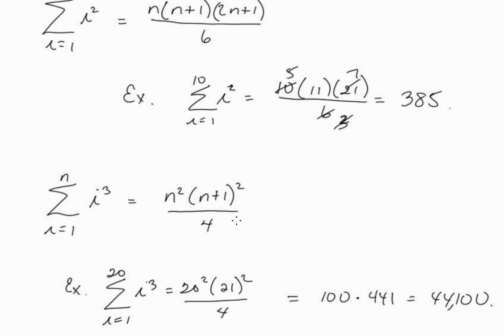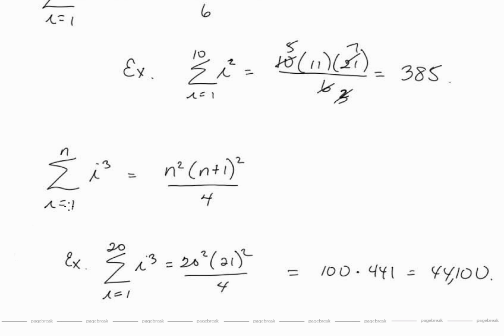We also have one for I to the third, I going from 1 to n. This is n squared times n plus 1 squared over 4. So for example, I going from 1 to 20 of I to the third, it's going to be 20 squared times 21 squared over 4. And so in this case, that's 44,100. And using the formula is much nicer than actually writing down 20 terms and adding those up.